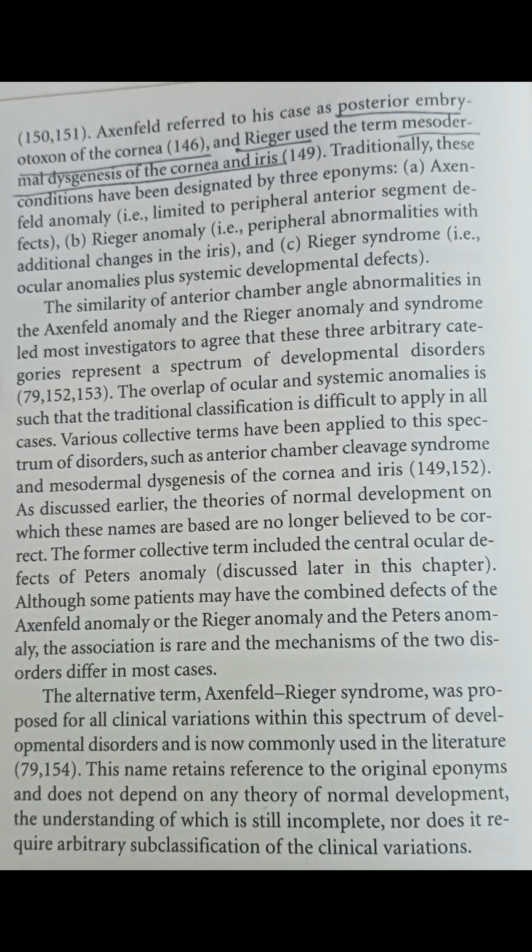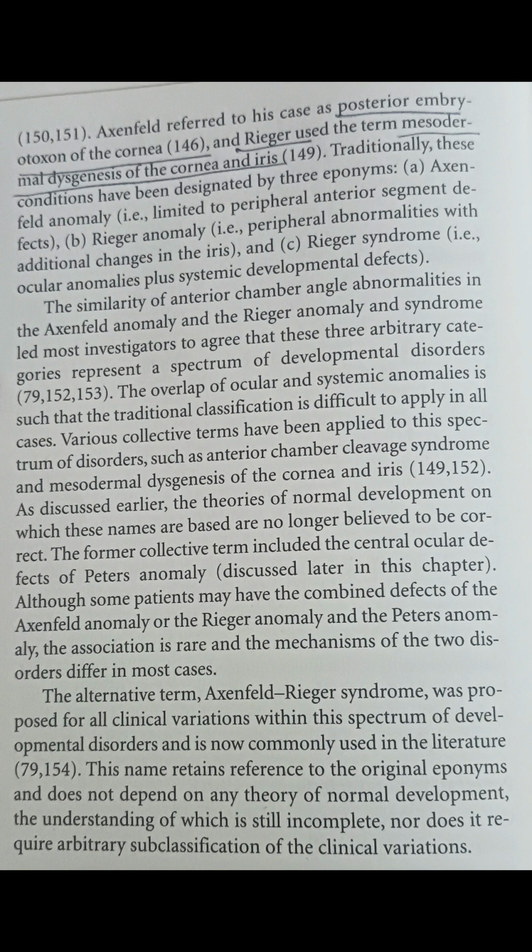As discussed earlier, the theories of normal development on which these names are based are no longer believed to be correct. The former collective term included the central ocular defects of Peters anomaly, discussed later in this chapter. Although some patients may have the combined defects of the Axenfeld anomaly or the Rieger anomaly and the Peters anomaly, the association is rare and the mechanism of the two disorders differ in most cases.